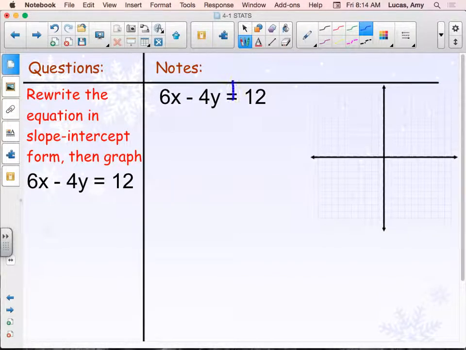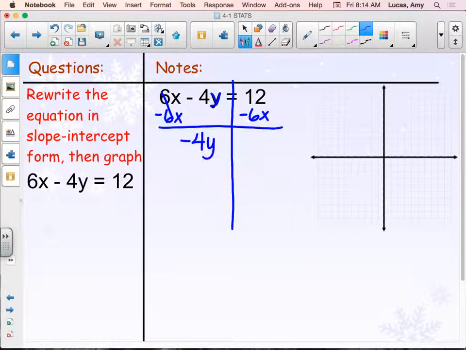Another one like that. So I need to get the y by itself again. Subtract 6x on both sides. On this one, make sure you bring down the negative 4y because in front of the 4 was a minus sign. And side by side, negative 4y equals negative 6x plus 12. The 12 is a positive. The minus is on the 6x.